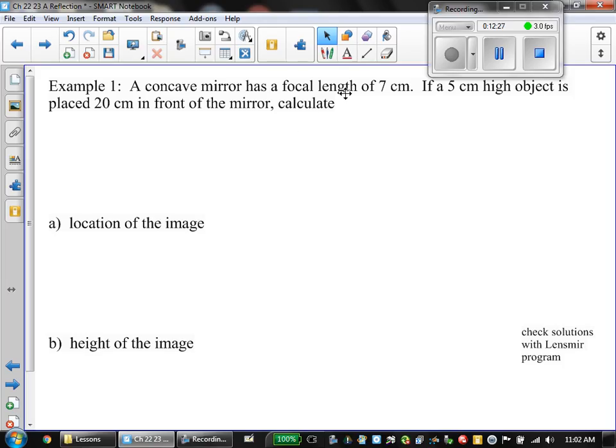So here we say we have a concave mirror. So I'm going to draw a concave mirror. It says the focal length is 7, so I say f equals 7. If a 5 centimeter high object is placed 20 centimeters away, I try to think about this. If that's f, then 2f, or C, must be at 14, and my object's out here at 20, so d_o equals 20.